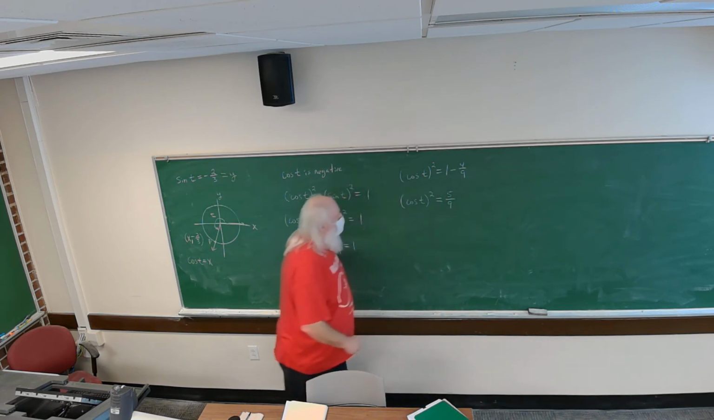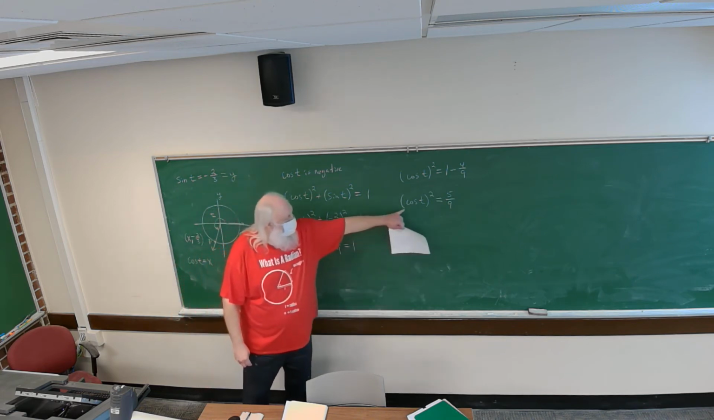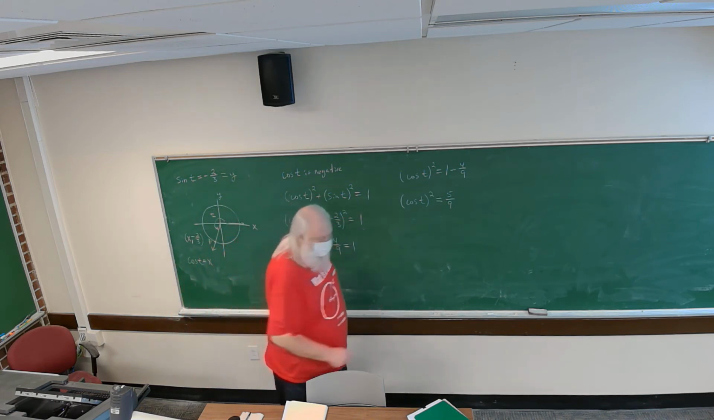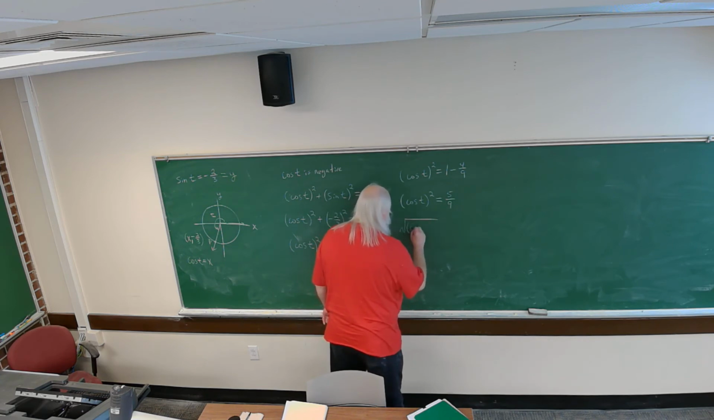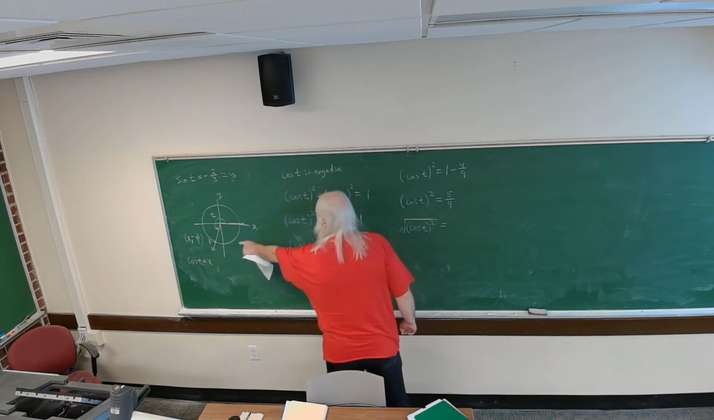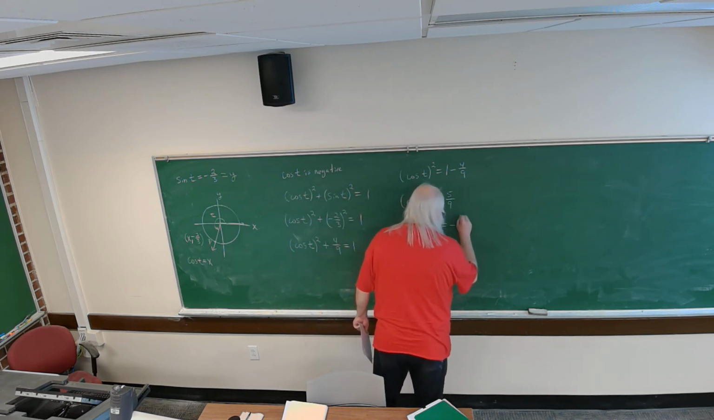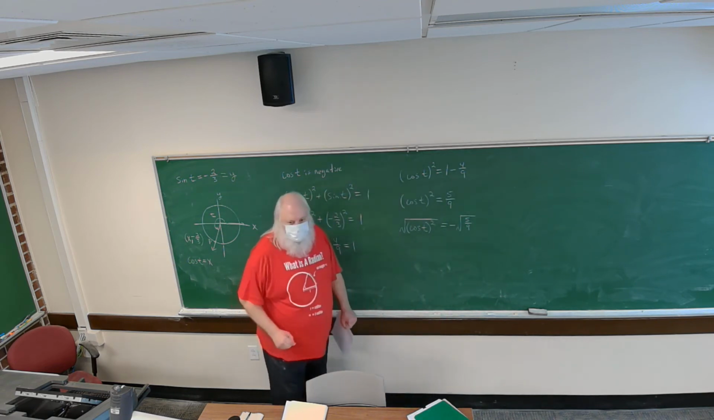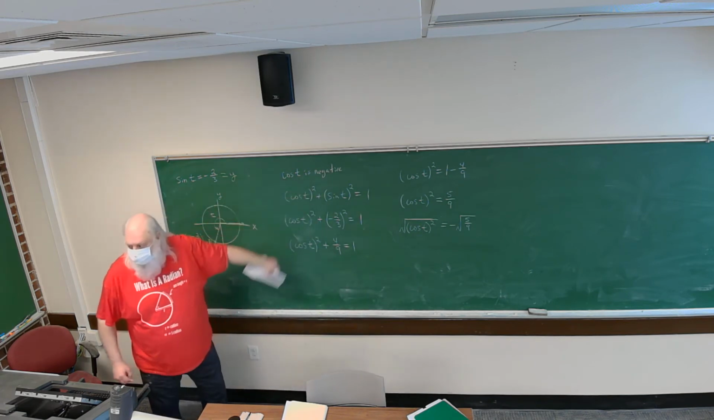And 1 minus 4/9 is equal to 5/9. And now what does squaring? Square root. But cosine t is negative in the third quadrant. So on the right hand side, it's just going to be the negative of the square root of 5/9, because cosine t is negative in quadrant 3.